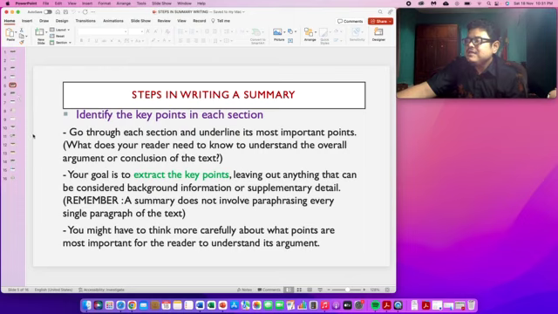Next, identify key points in each section. In each of the paragraphs, there would be a main point, and you have to identify those key points. You highlight them.